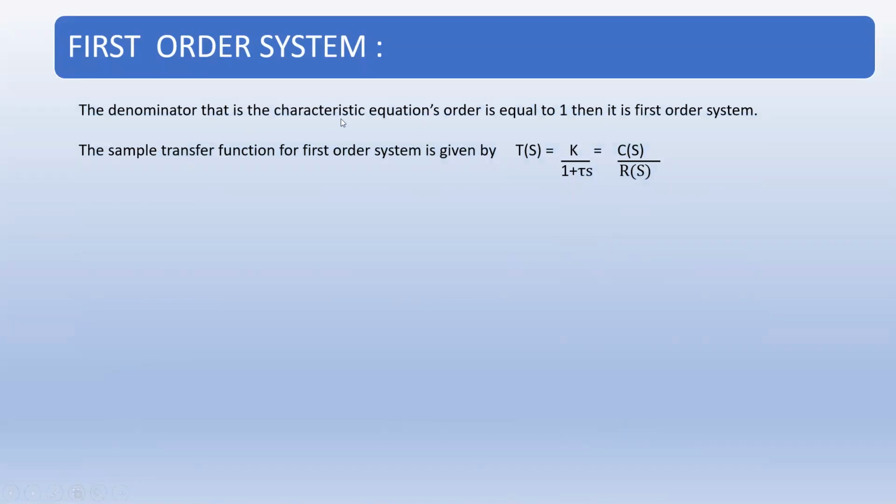The denominator, which is called the characteristic equation of the transfer function, if it is a linear equation having the highest power of s as 1, then we can say that it is a first order system. So this is a sample first order system with a time constant tau over here. Let us find out how we can arrive at this kind of transfer function.